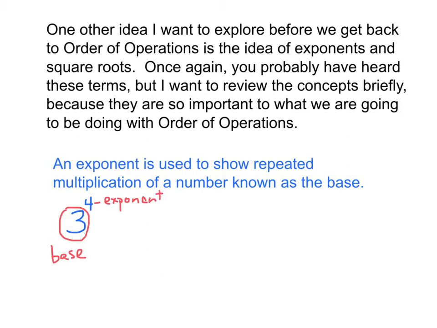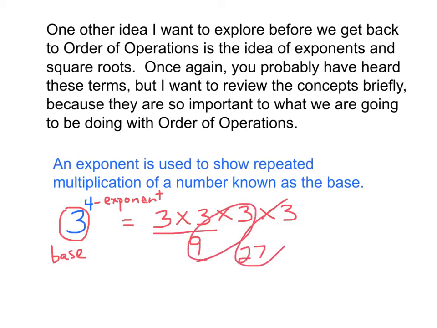3 to the 4th power means that I need to take the number 3 and I need to multiply it by itself 4 times because it's to an exponent of 4. If I were to go through and solve this now, 3 times 3 is 9, times another 3 is 27, times another 3 is 81. So 3 to the 4th power is equal to 81.